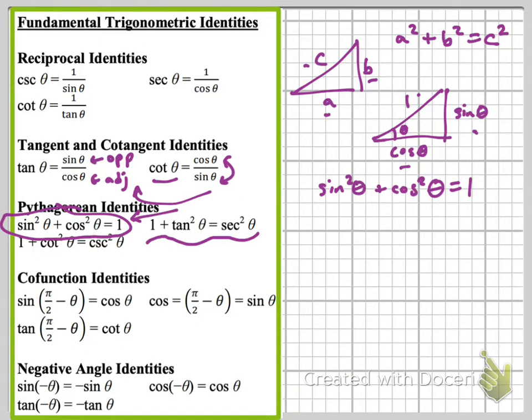So if we were to divide everything and rearrange it, we could end up getting 1 plus the tan squared of theta equals the secant squared of theta. That would be if we divided everything by cos squared, then we would get a tan squared and a secant squared and a 1. And then this one is sort of similar.